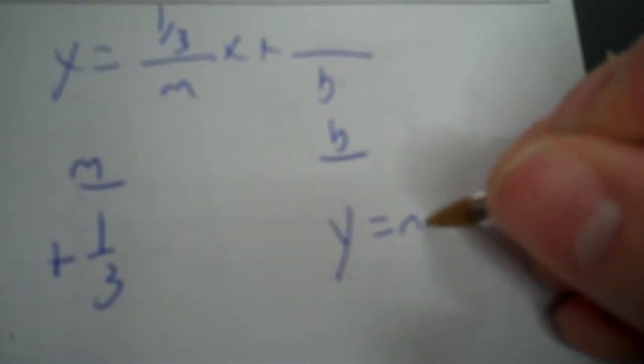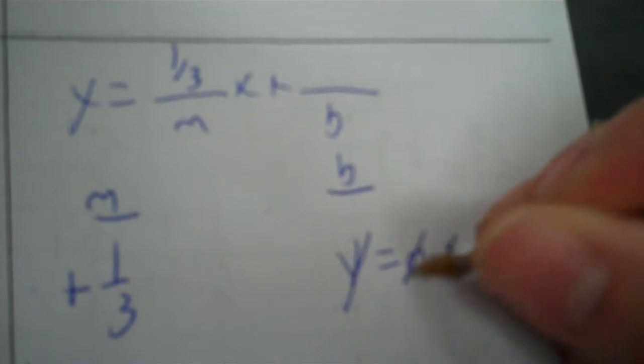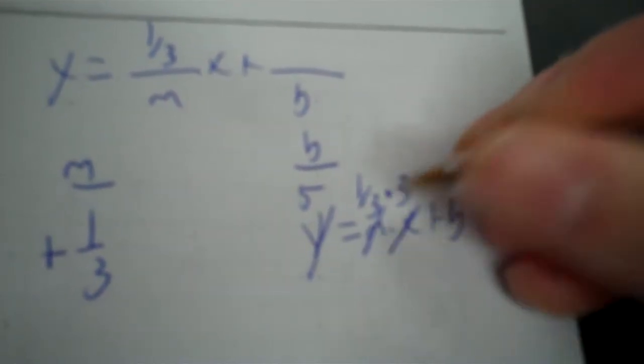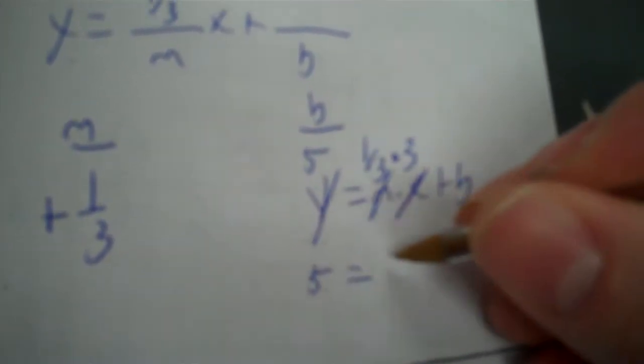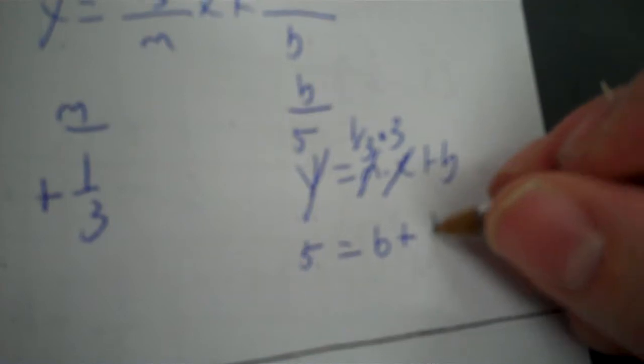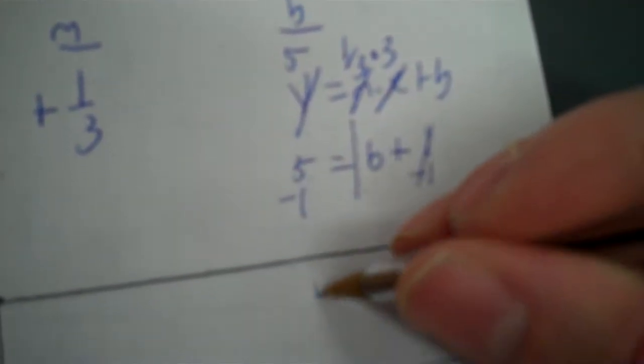Then y equals m times x plus b. So my m is 1/3, and then 5 replaces the y, 3 replaces the x. 1/3 times 3 is 1. Use a calculator if you don't know that. 5 minus 1, 4 is equal to b. So y equals 1/3 x plus 4.